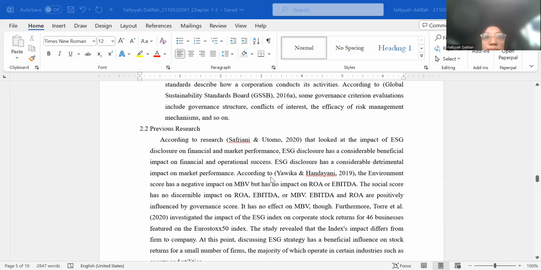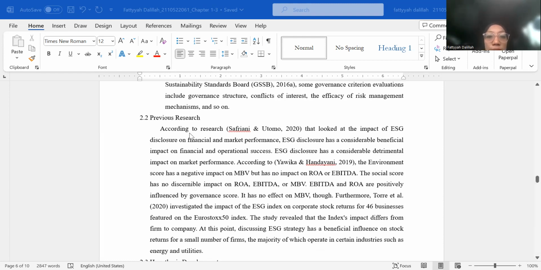Besides the theoretical research, I also provide previous research, from Safriani and Utomo, that looks at the impact of ESG disclosure on the financial and market performance. ESG disclosure has a considerable beneficial impact on financial and operational success.